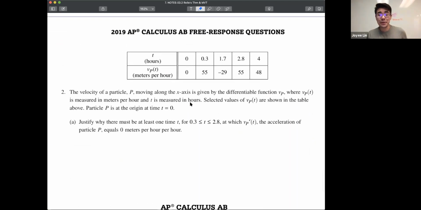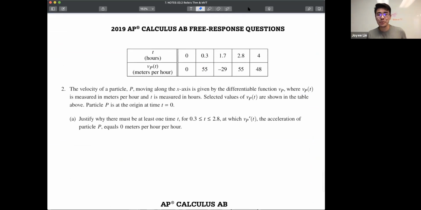So then here I put a couple of really recent AP questions. This one came from the test last year. This is question number 2. And the first thing they ask you is justify why there must be at least one time t, for which t is in this interval 0.3 to 2.8, at which v prime of t, aka the acceleration of the particle, equals 0 meters per hour per hour.